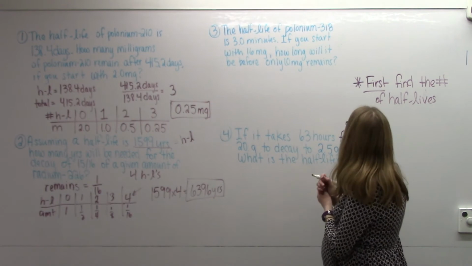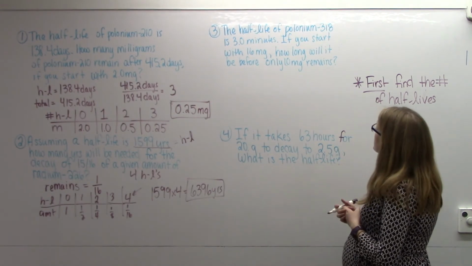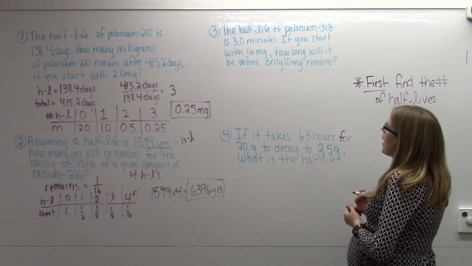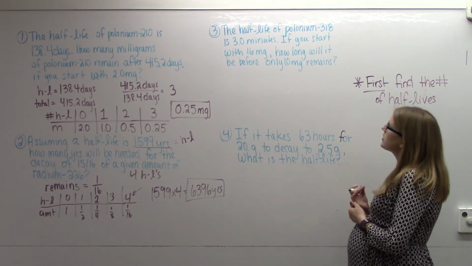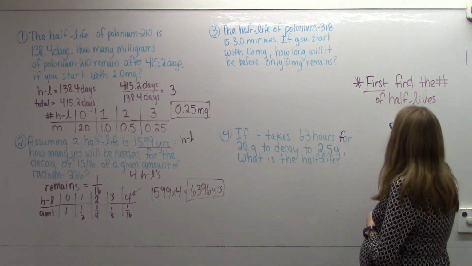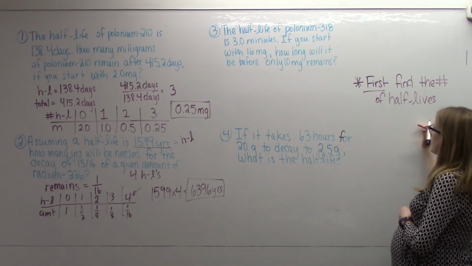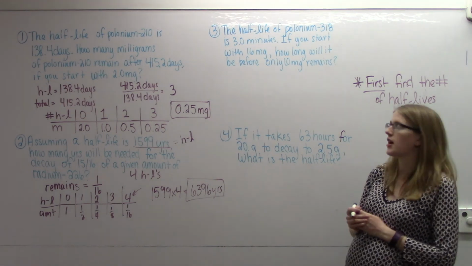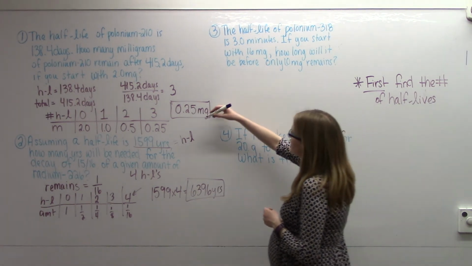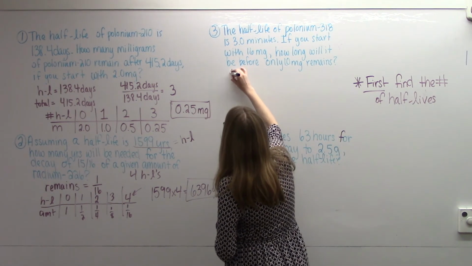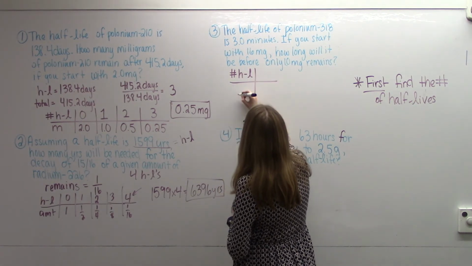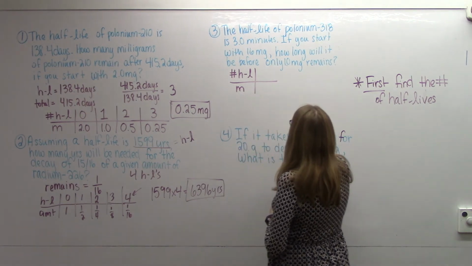Okay, let's do another problem. The half-life of polonium-318 is 3 minutes. If you start with 16 milligrams, how long will it be before only 1.0 milligrams will remain? So your first step is to find the number of half-lives. So we need to figure out how many half-lives have occurred, okay? So let's fill out our little chart. Number of half-lives versus mass, okay?